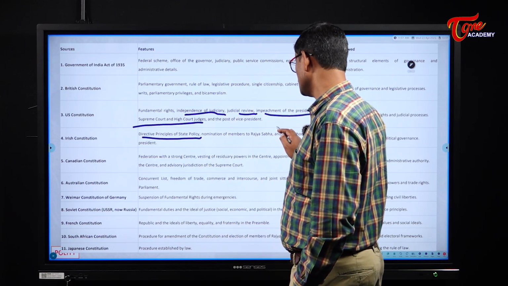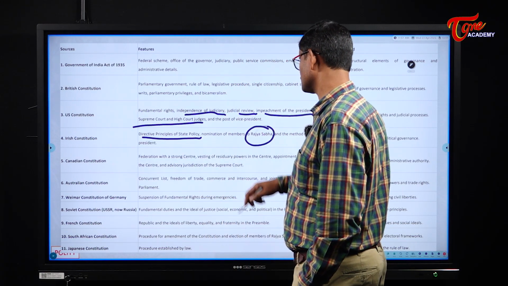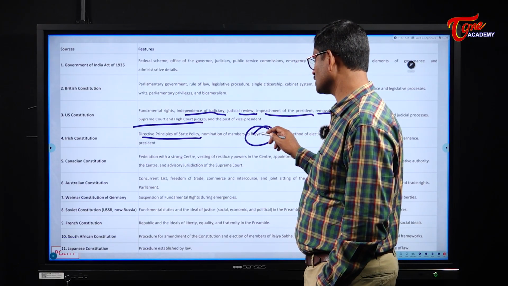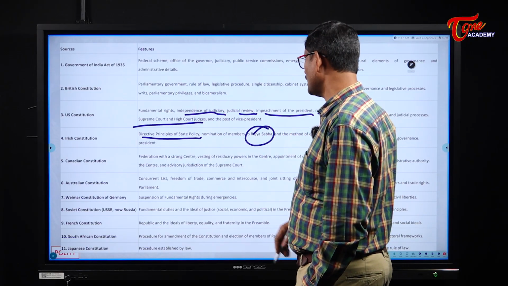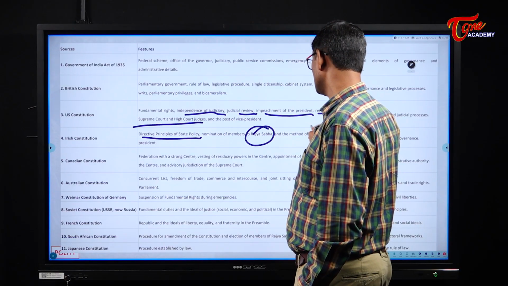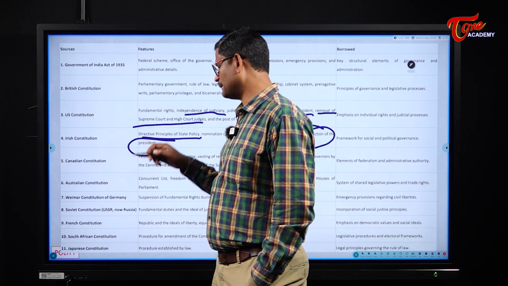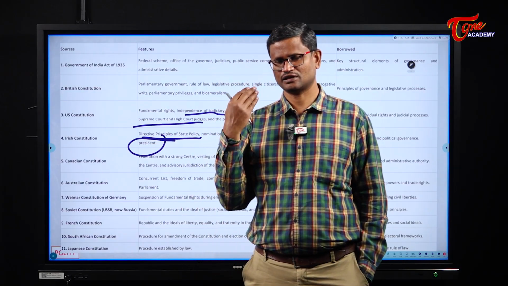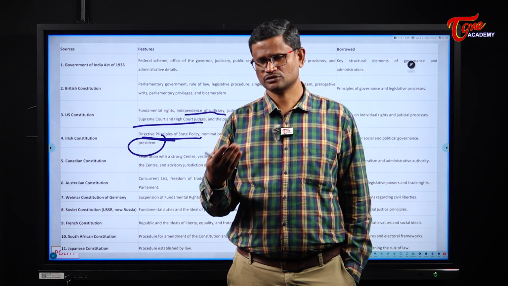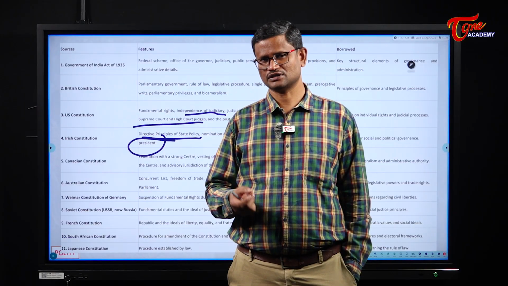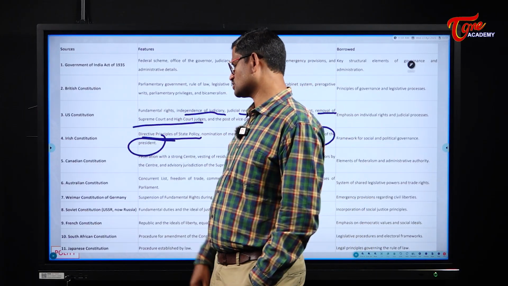In addition to this, in Rajya Sabha you have nominated members. So the idea of having nominated members in Rajya Sabha was borrowed from the Irish Constitution. And again, the method of election of the president. In India, the president is elected by an electoral college consisting of elected members of parliament and also the elected members of legislative assemblies. This idea is borrowed from the Irish Constitution.